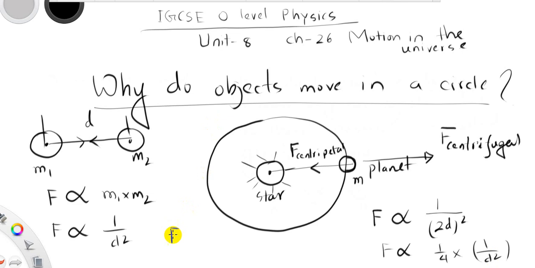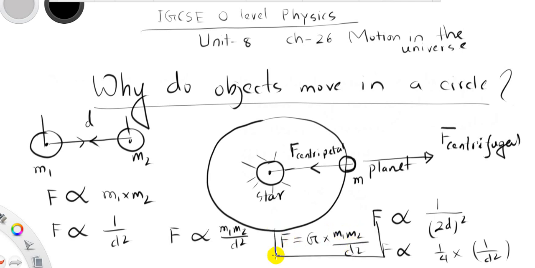So combinedly we can write F is directly proportional to m1 into m2 by d squared. The proportional sign can be replaced by an equal sign by multiplying a constant. Here G is the gravitational constant, the universal gravitational constant. So this is Newton's law of gravitation.